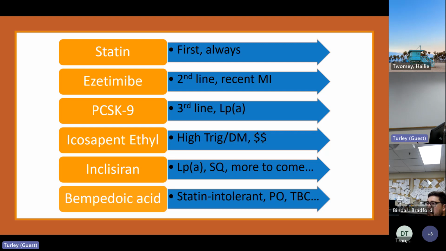The last two, I'm not going to get into a lot of detail, but you guys are really young doctors in the room, and I promise you, you're going to be recommending the two medications at the bottom within the next 5 to 10 years.